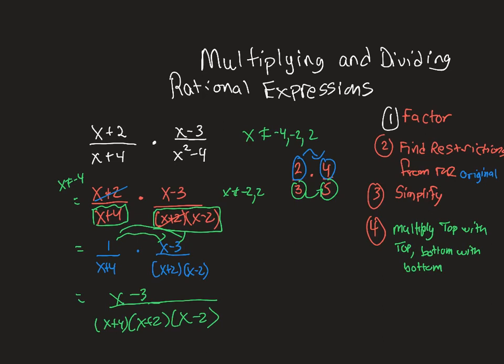And that's it. Obviously, at this point, your last step would be to simplify more if you can. But we can't, because if I'm looking at the top and the bottom, there is no x minus 3 on the bottom, so we're good. This is the final answer. Let's do another example.